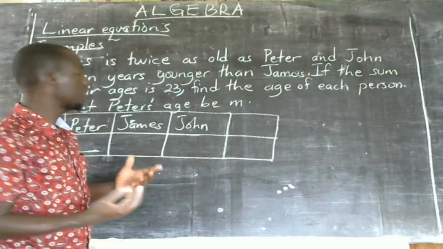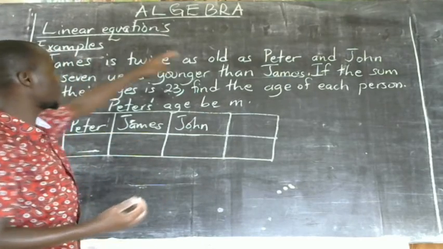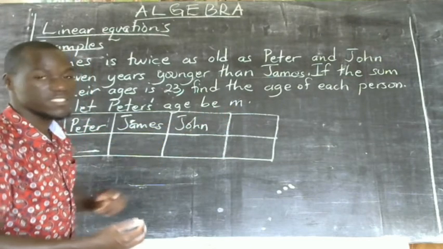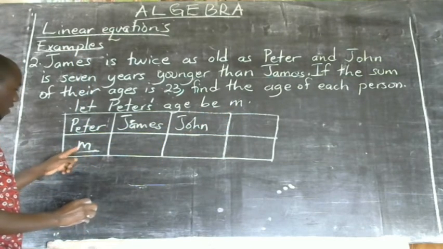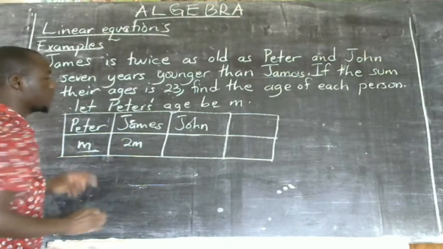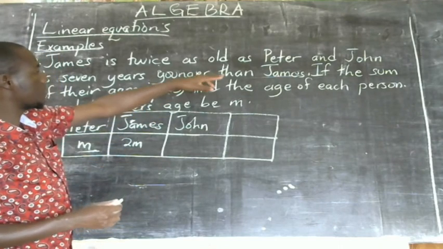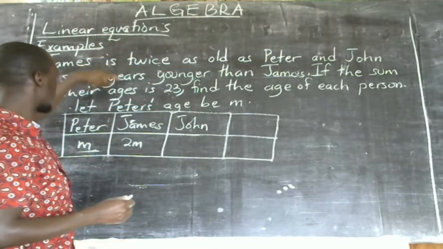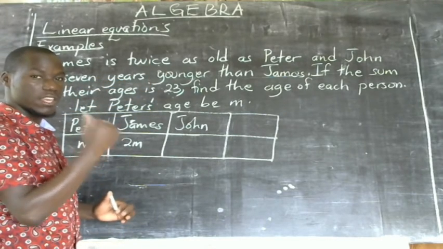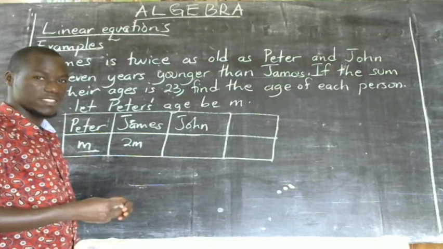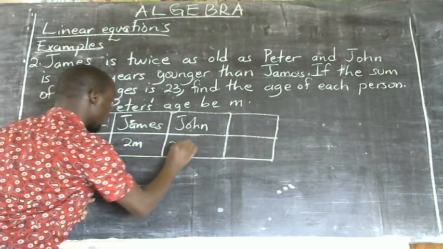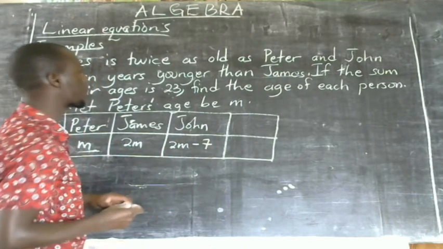So from the question, they are saying that James is twice as old as Peter. If Peter is M years, then twice M is the age of James, so this is 2M. Now, they have said that John is 7 years younger than James. That means that on the age of James, I'm going to reduce 7. The reduction is a minus. So that's going to be 2M minus 7.